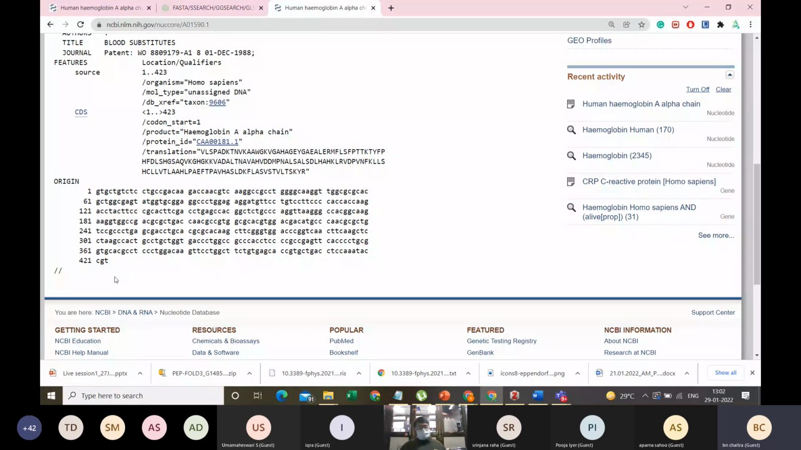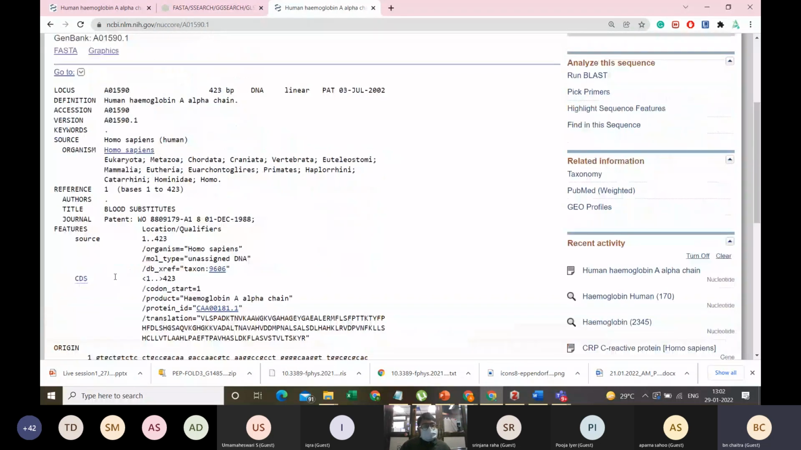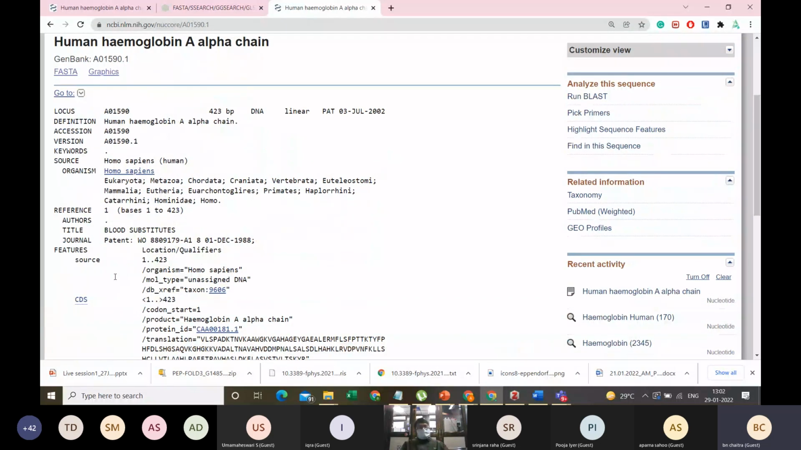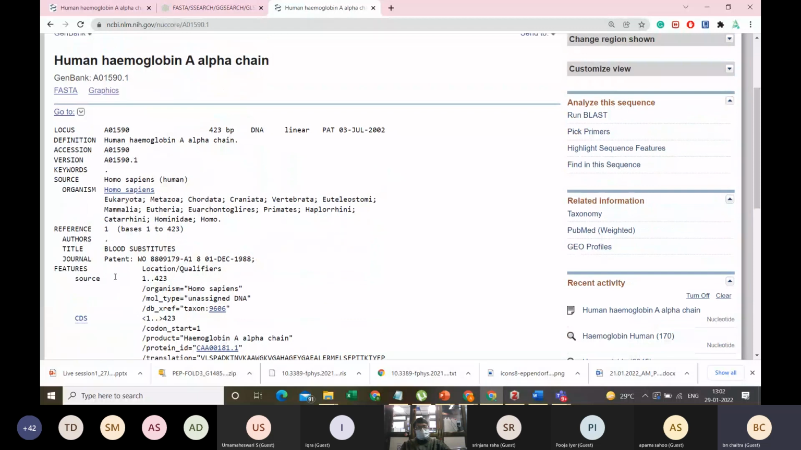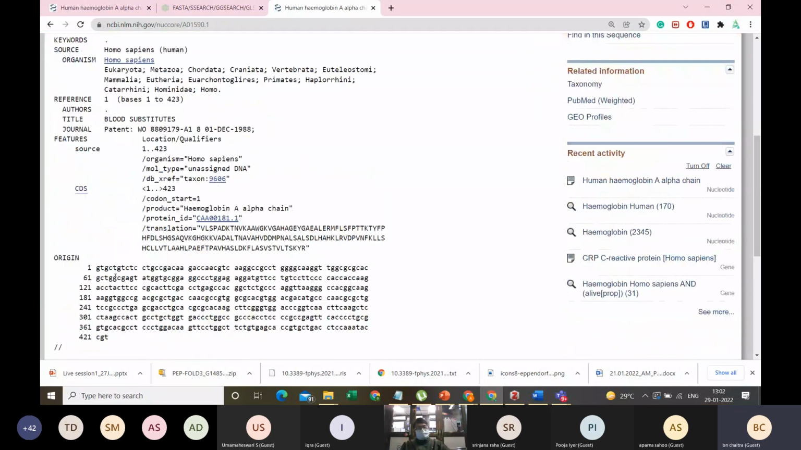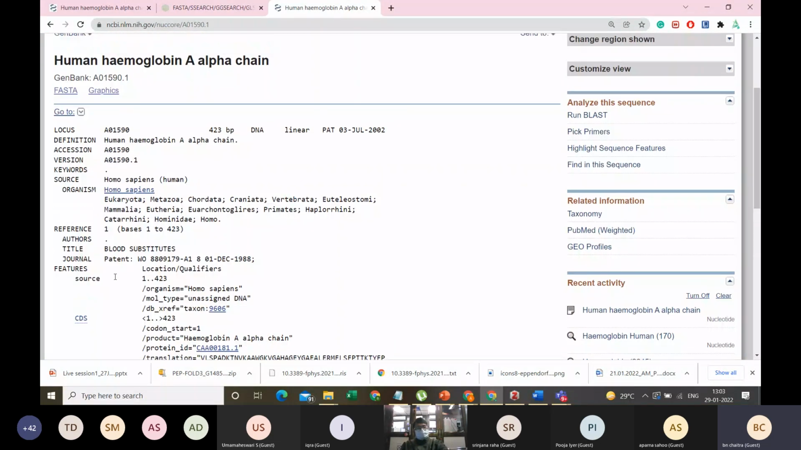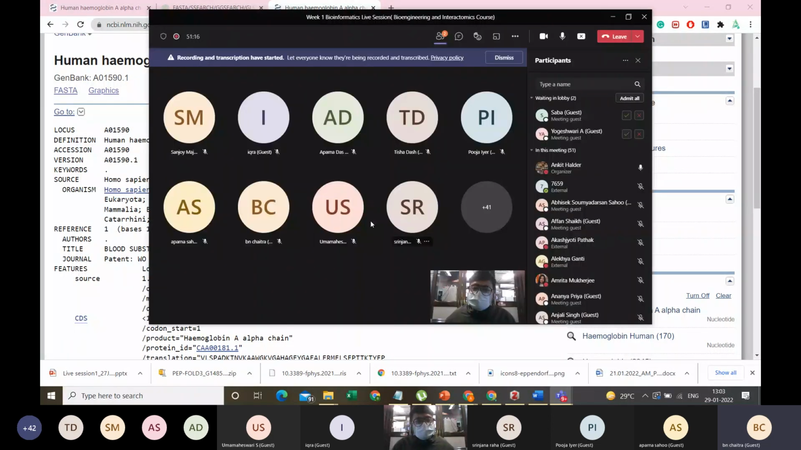So this is the total to understand what is present in this GenBank file format. In this way, it contains the sequence as well as describes the human hemoglobin A alpha chain. Everyone has understood, right? Hopefully you are doing it also.